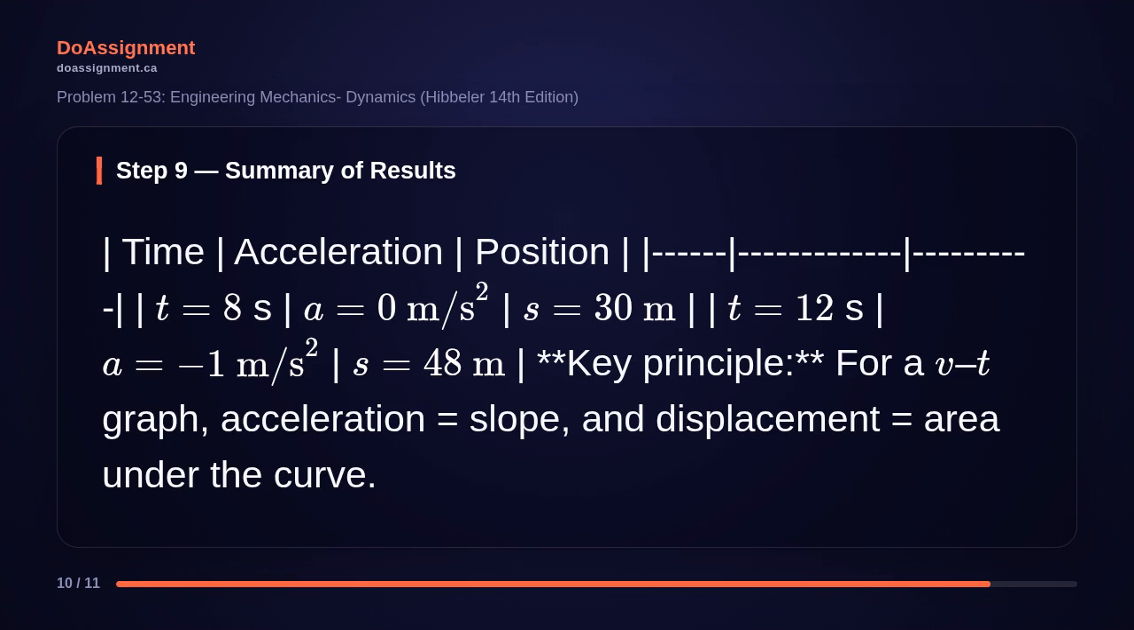The key principle is that, on a velocity-time graph, acceleration equals the slope, and displacement equals the area under the curve.